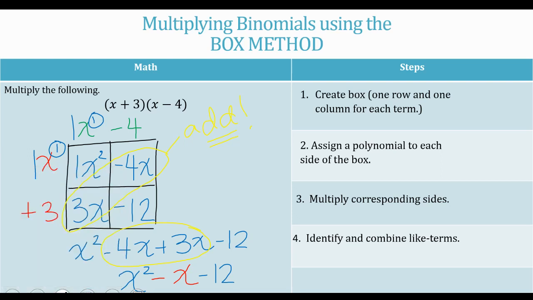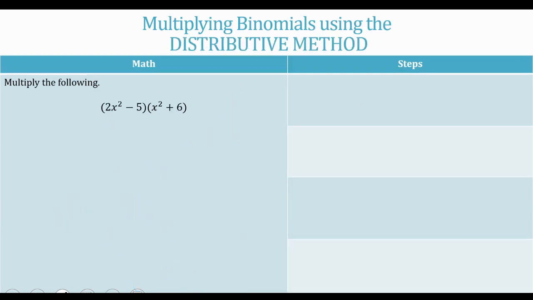Now it's in standard form. I have nothing else to combine. We have to make sure our answer is written in standard form, which it already is. So I'm going to leave it just like it is. So that's our answer: x squared minus x minus 12. Okay, let's take a look at another example.